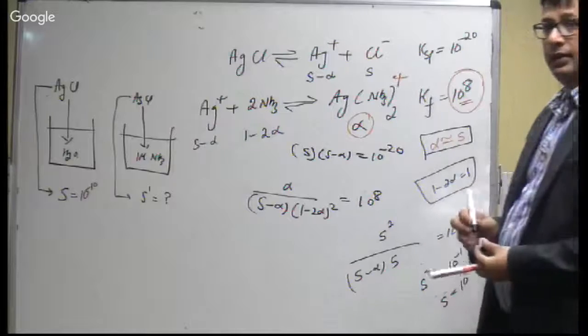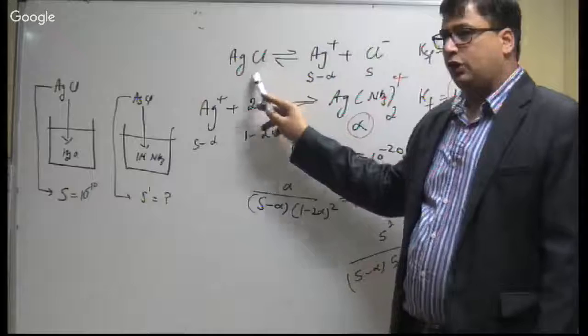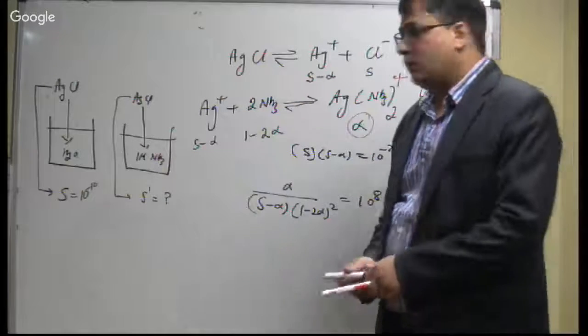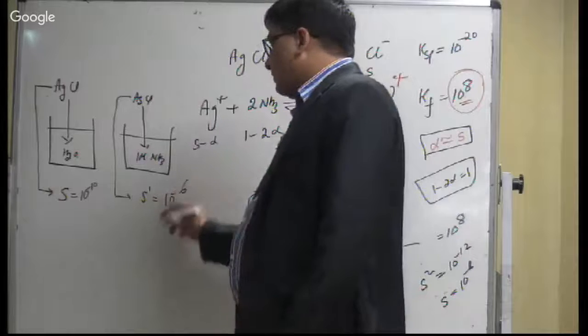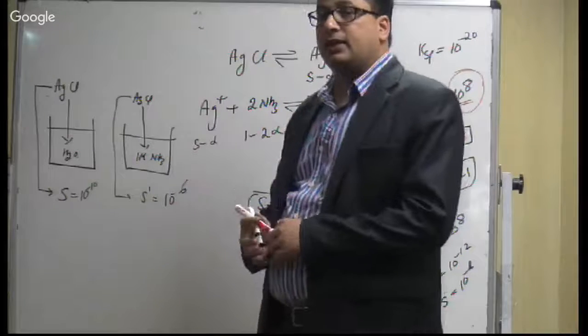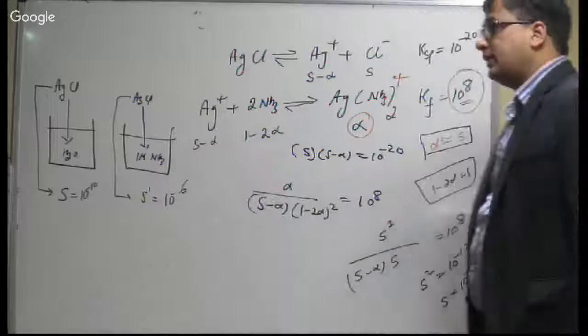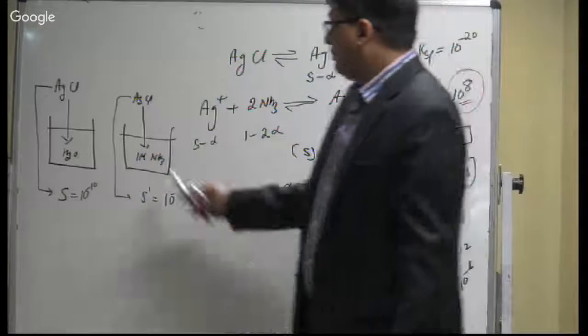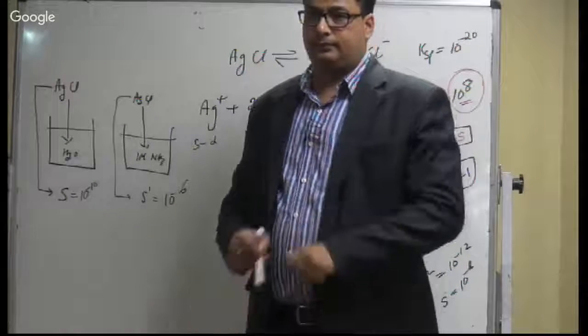Is it clear? So now see, when AgCl is added in water, the solubility is 10 to the power minus 10. When the same AgCl is added in ammonia, the solubility is 10 to the power minus 6. It increases 10,000 times. So we can say AgCl is more soluble in ammonia. Okay.